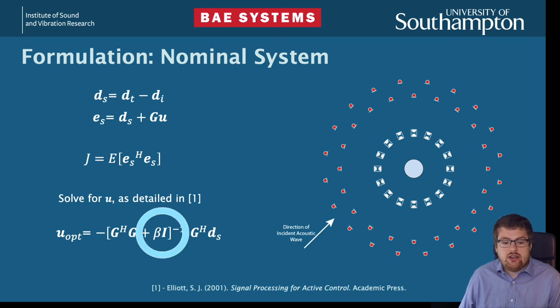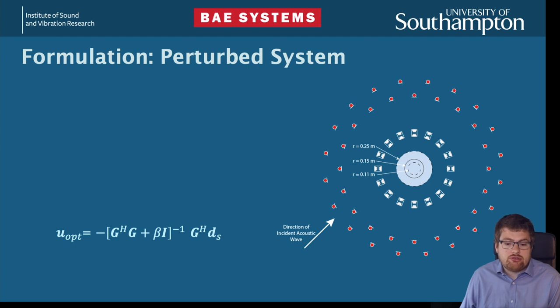This plus beta I term included here is Tikhonov regularization, included to constrain the magnitude of the source strengths and to increase the robustness and reduce the conditioning of the problem, but we'll touch on this in a little bit more detail a bit later on. We do all this for the nominal case, and then we perturb the system and see how well those optimal source strengths work with a different system. By changing the size of the sphere, we're effectively adding some uncertainty, delta d s, to the disturbance field and to the plant response, which in turn results in a different error in the control system.